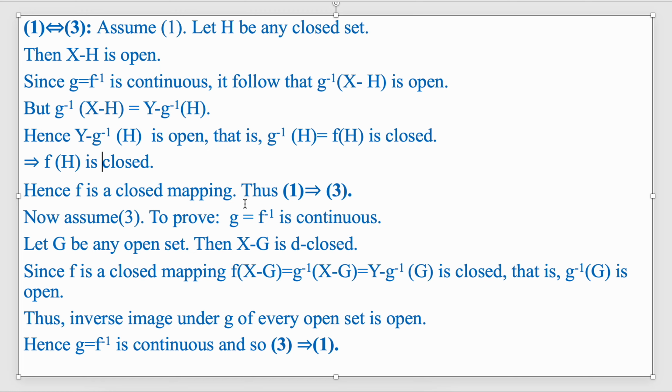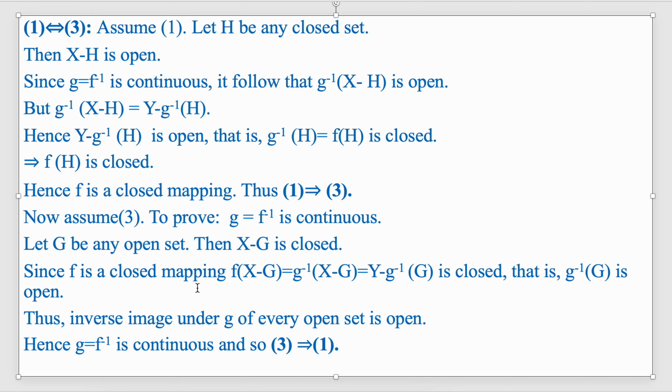This implies f is a closed mapping. Now for the converse part, we assume 3. And we will show that g equal to f inverse is continuous, because we have to prove that f is a homeomorphism, and all other conditions are already given to us. Let G be any open set. It means X minus G is closed.